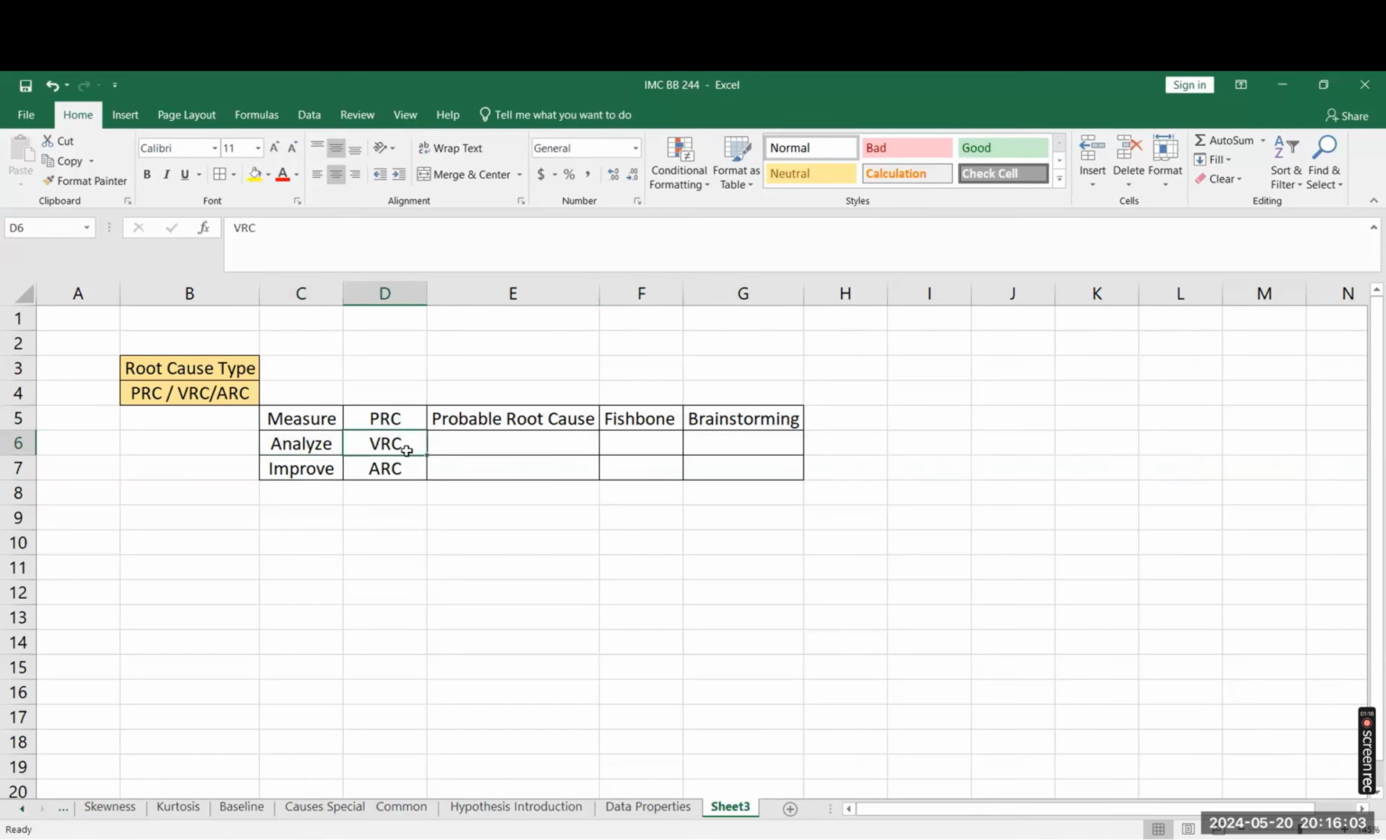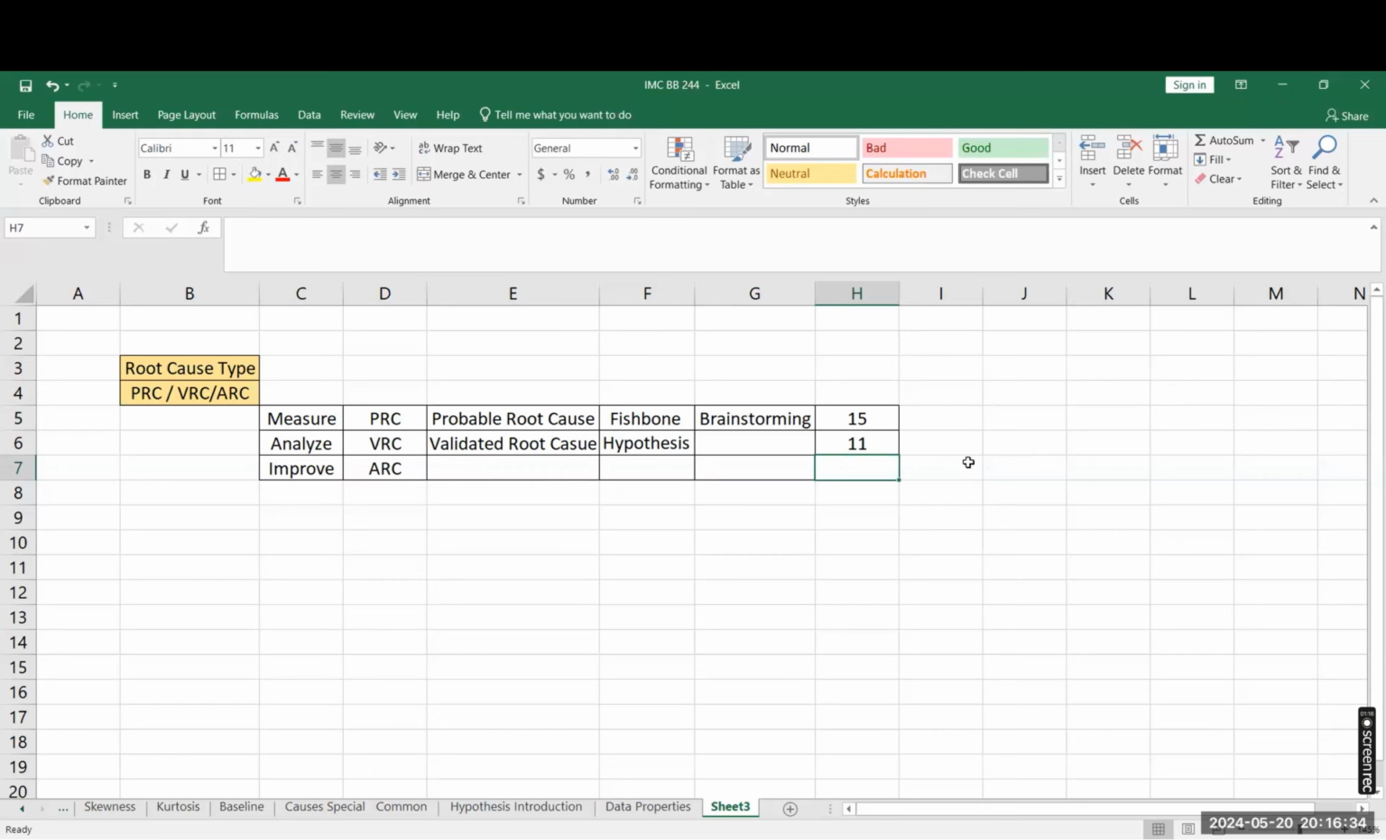In analyze phase, we identify the validated root cause. These are all the root causes that are probable. Maybe you identified 15, suppose. And when you go for the validation with the help of hypothesis testing, you will be using the hypothesis here. Probably you are left with only, let's say, 11 root causes validated, that your data is supporting, and for 4 of them data is saying no, these are not the real root cause.